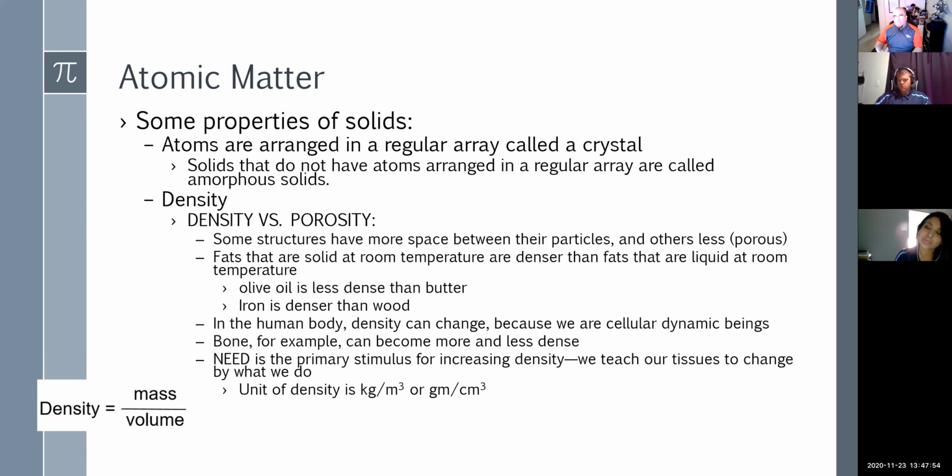So fats, for example, are solid at room temperature, right? And can become fully solid the colder we make them. We have olive oil, less dense than butter, which is why a lot of times we say olive oil for cooking is better than butter, because butter has a little bit higher cholesterol. That's why it's a little denser, right? And it also tends to stick in our blood vessels a lot more.